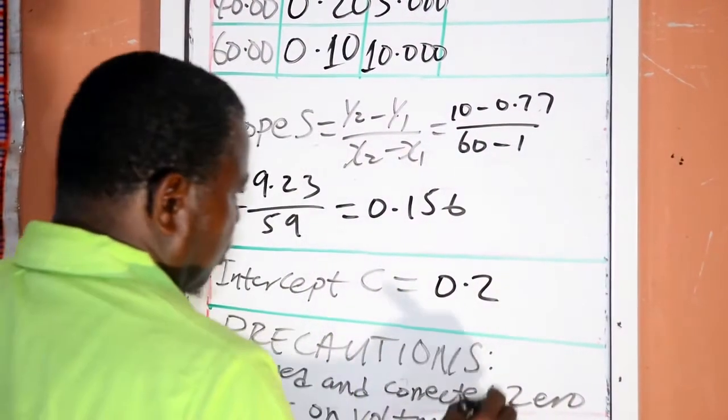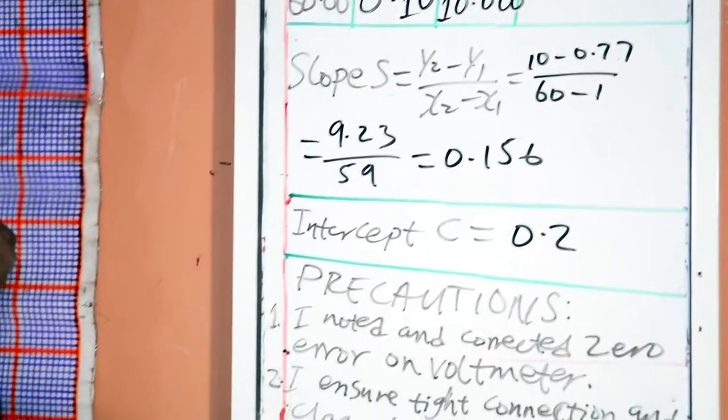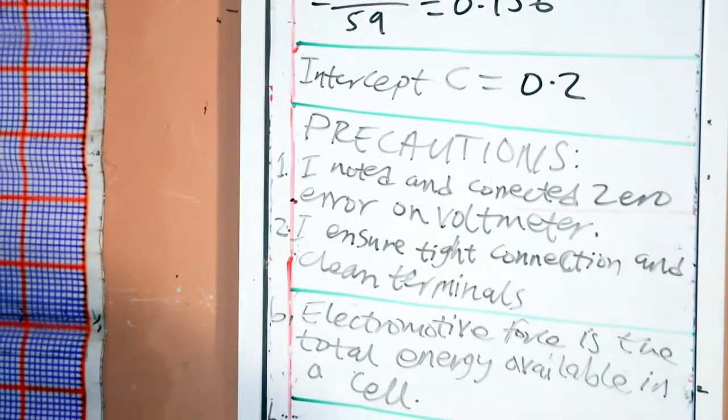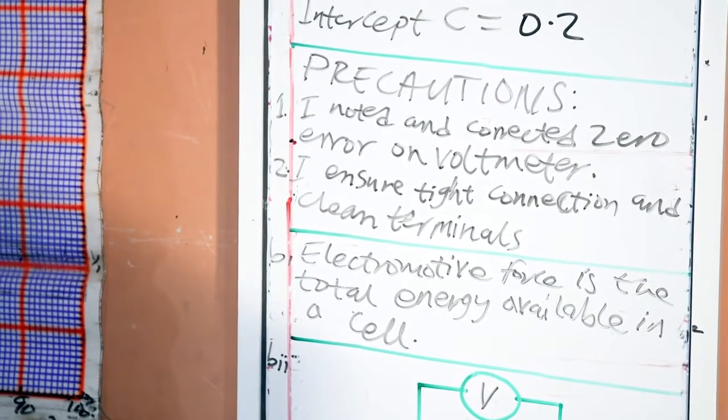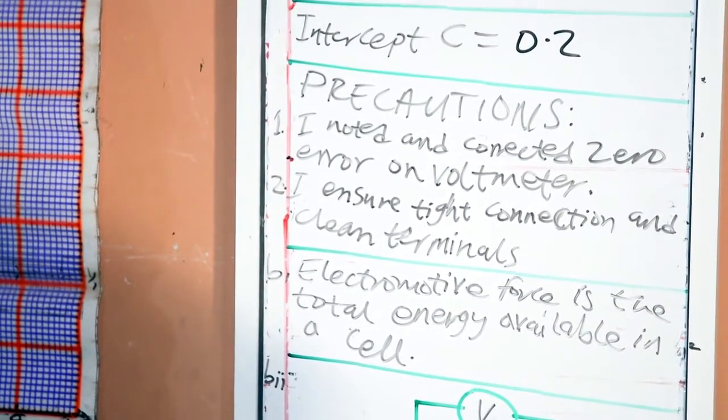The precautions here are: number 1, correct the zero error of the voltmeter; number 2, ensure tight connections and clean terminals.